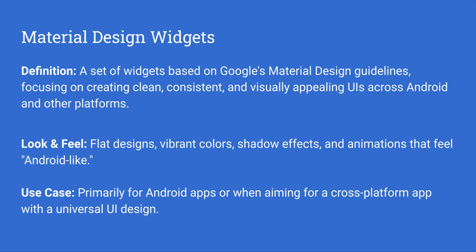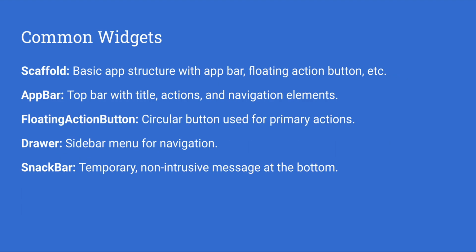So, flat design, vibrant colors, shadow effects and animations that feel like Android. Material Design is used primarily for Android apps, or when aiming for a cross-platform app with a universal UI design. The common widgets are Scaffold, App Bars, Floating Action Buttons, Drawer, and Snack Bar.